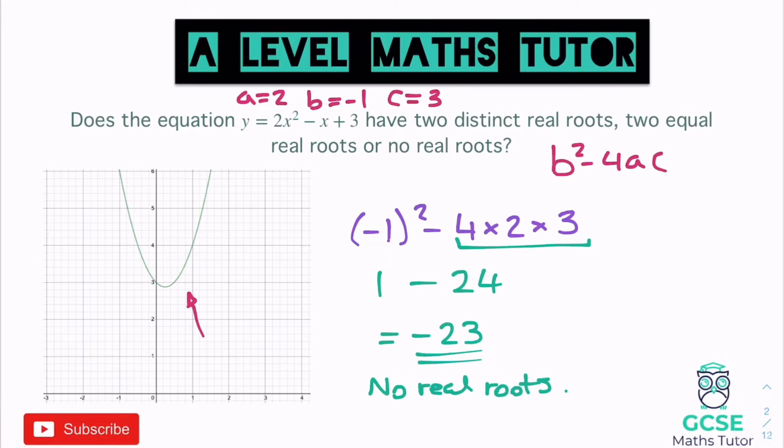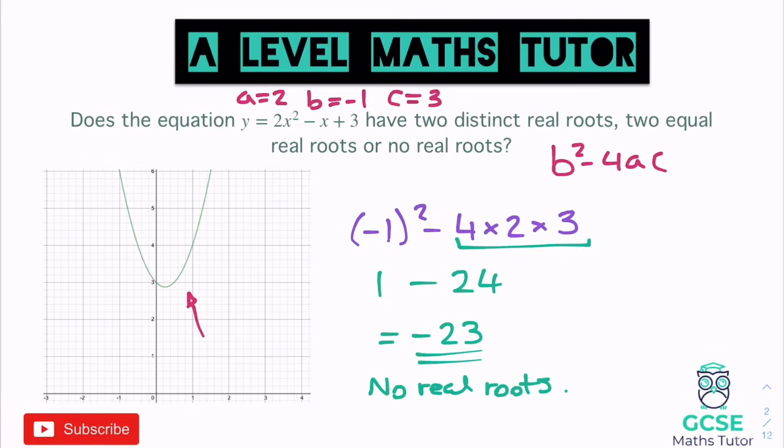Right, okay, there we go. So there are 3 examples, and hopefully a little bit of understanding as to why the positive number comes out as 2 roots, why a 0 comes out as having 2 equal roots, or the 1 root, and why a negative number comes out as having no real roots.